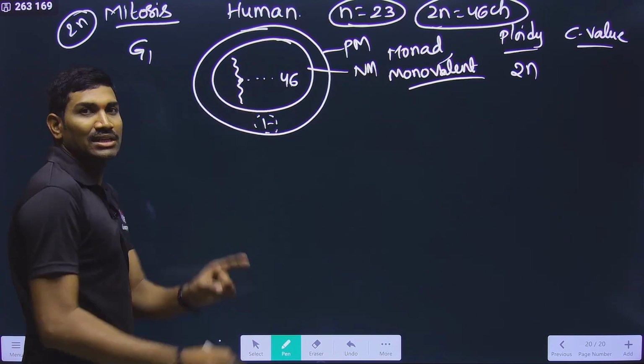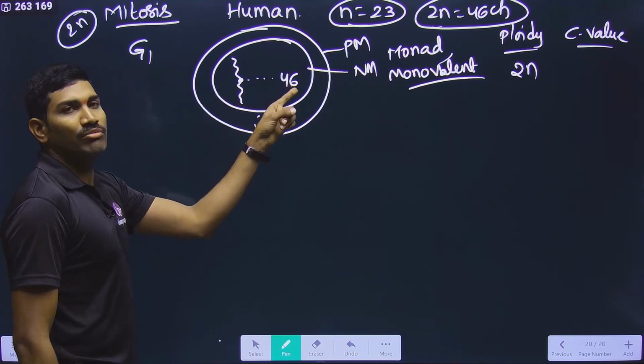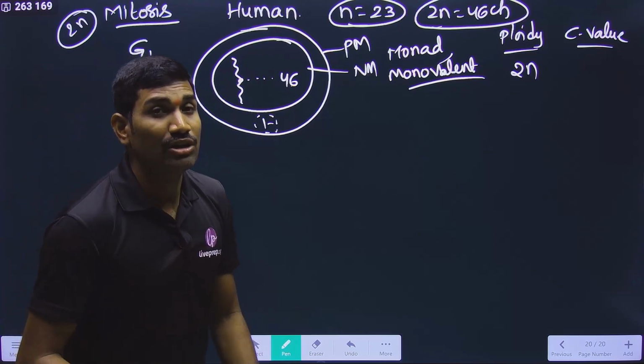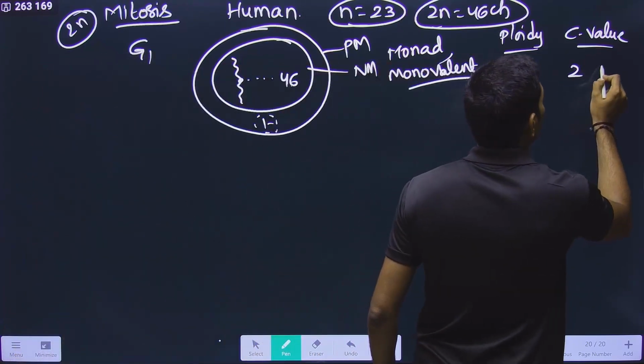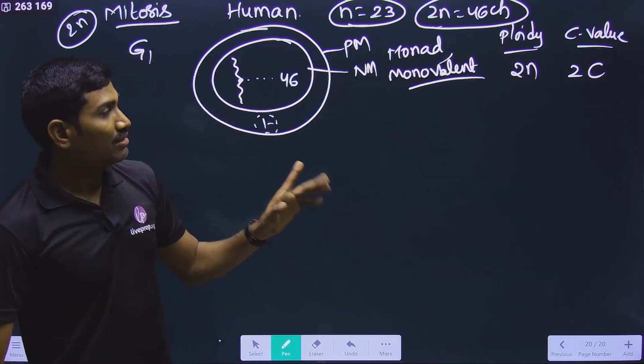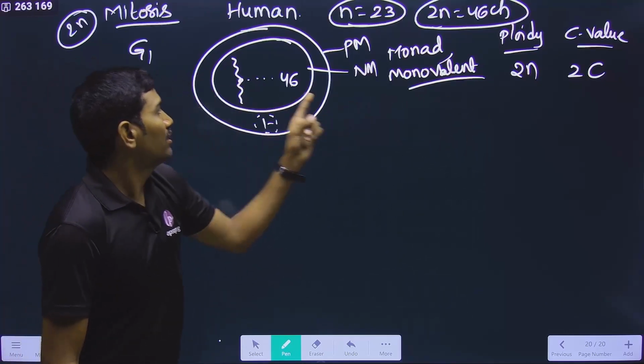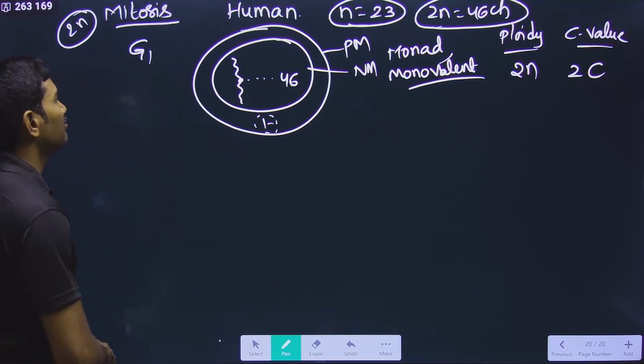Next one, C-value. One chromatid has one double-stranded DNA. Like this, total how many? 46 are there. So 46 into 1 means 46 DNA molecules. 46 DNA molecules means it is 2C. In the beginning of the lecture, I told about all these things, so directly we are writing the names and values based on the condition. Clear? This is the G1 phase.